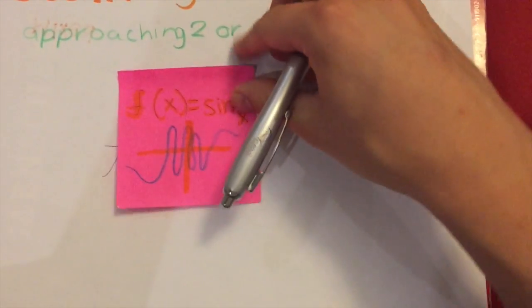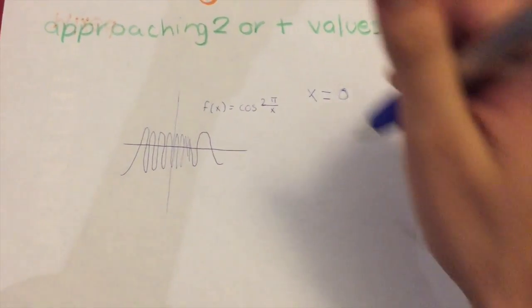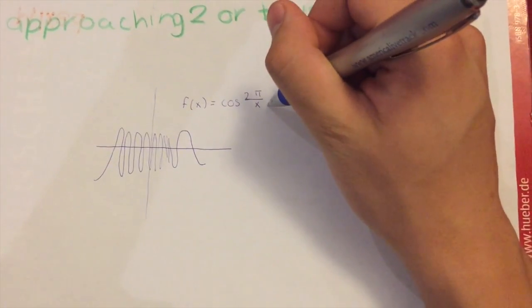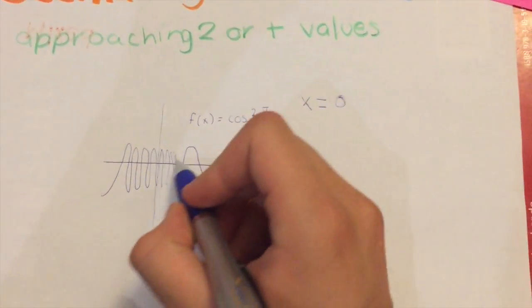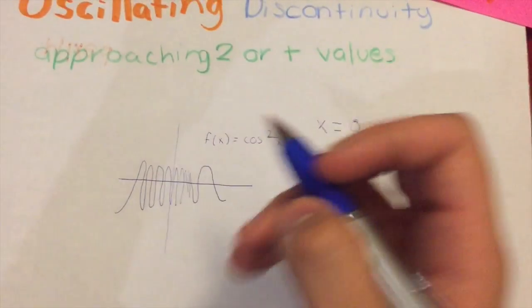And another example is this one. f(x) equals cos(2π/x). And as well, we can see they're approaching several more values.